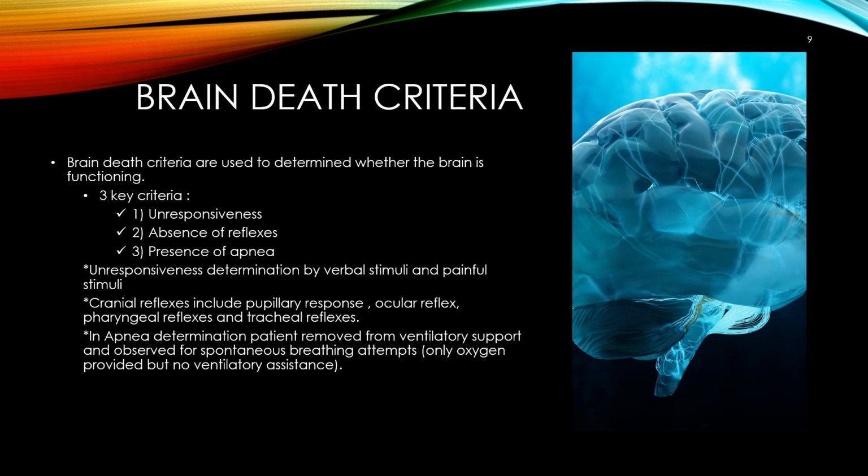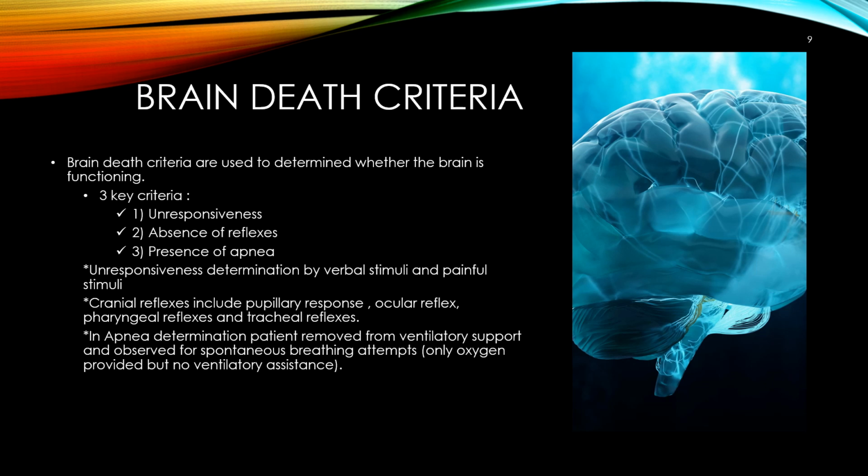So let's briefly go over brain death criteria. When someone has brain death, they are typically unresponsive. There's an absence of reflexes, and there's a presence of apnea. Unresponsiveness is determined by verbal stimuli and painful stimuli. That's how they determine whether there's any kind of responsiveness. They also test cranial reflexes, such as ocular reflexes. That's where they put ice cold water in your ear. Typically, if you don't have brain death, your eyes will look toward that ear. But if your eyes stay fixed and don't do anything with ice cold water going in your ear, you've got some kind of brain death going on.